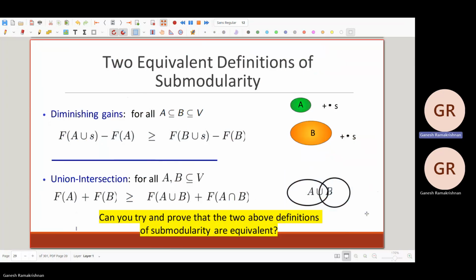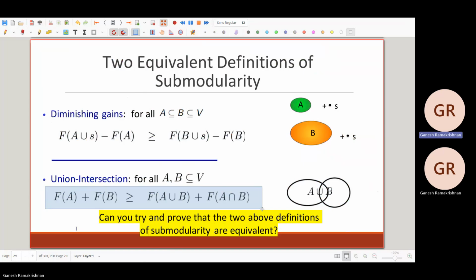Now let's take the example of modular functions. What happens for modular functions? What happens in this inequality? It becomes equality. Likewise, for union and intersection, what happens if you take modularity? For modular functions, the inequality becomes an equality.